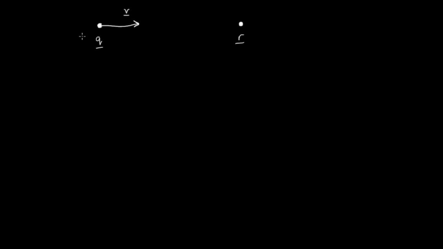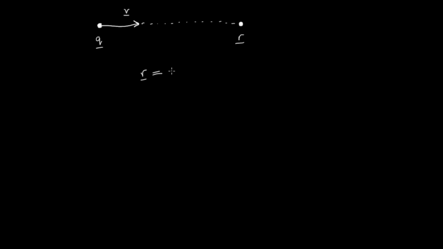Okay, so the particle starts at Q, and if it moves along the direction of V, it's going to eventually end up at this position given by R. Now this is the explanation of a vector equation of a straight line. And so if I can calculate the position of R in terms of Q and V.